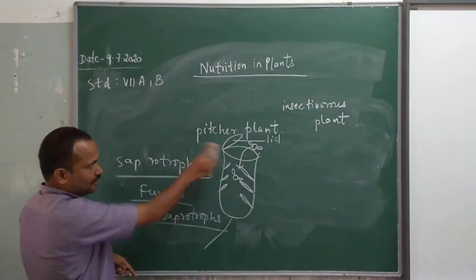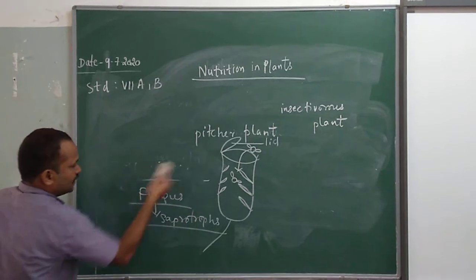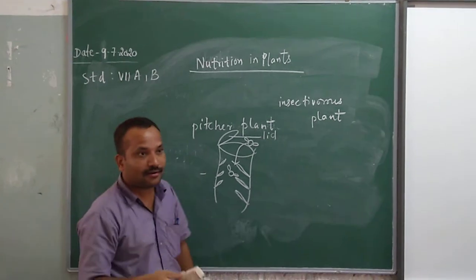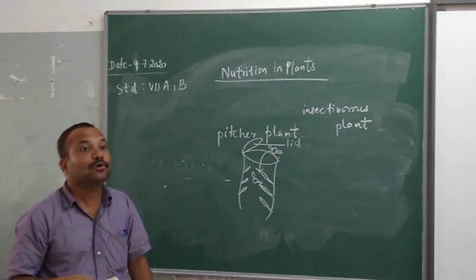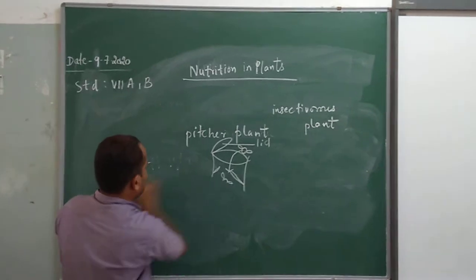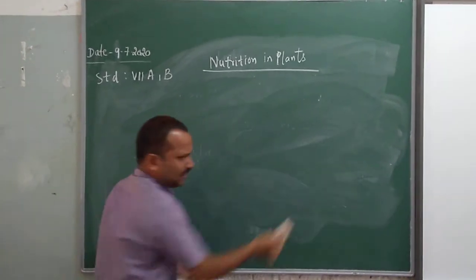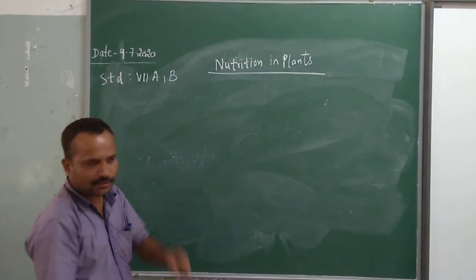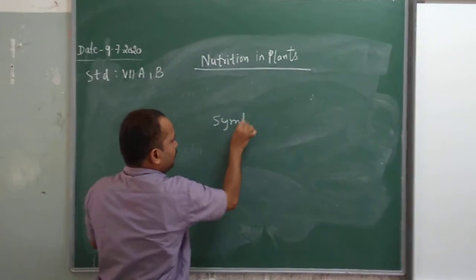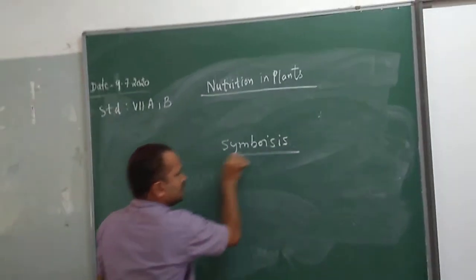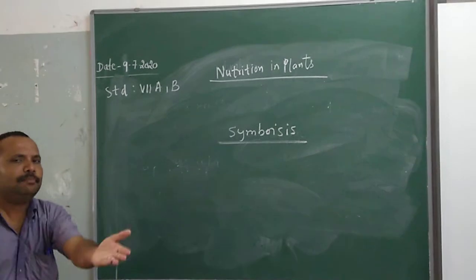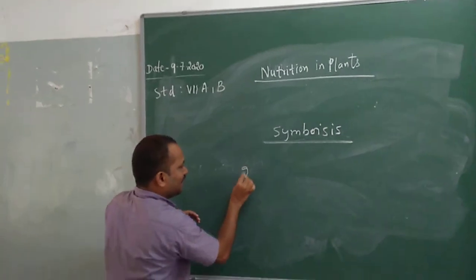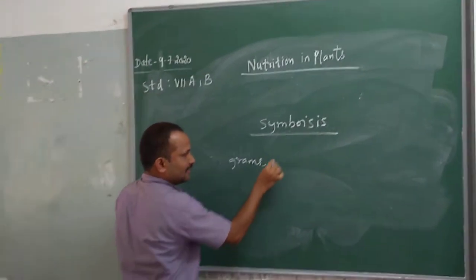Actually, I shall rub this insectivorous plant and all. This was about saprotrophs. Fungus is an example for saprotrophs. I shall rub this, children. Another one, I should speak about symbiosis. Symbiosis. If you help me, I will help you. Like that it is. Some plants are there, plants like grams.